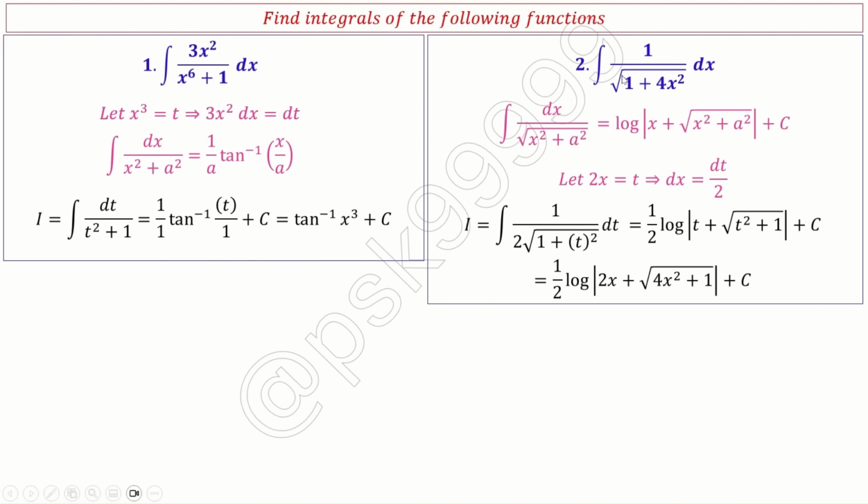Now, 1 by square root of 1 plus 4x square. Okay, first thing is you learn this is the one which we are going to use basically, because this is in this form. Integration of dx by square root of x square plus a square is log of x plus square root of x square plus a square plus constant. Here, 2x equal to t, if I substitute, then dx is dt by 2. So the integration is nothing but integration of 1 by 2 square root of 1 plus t square dt.